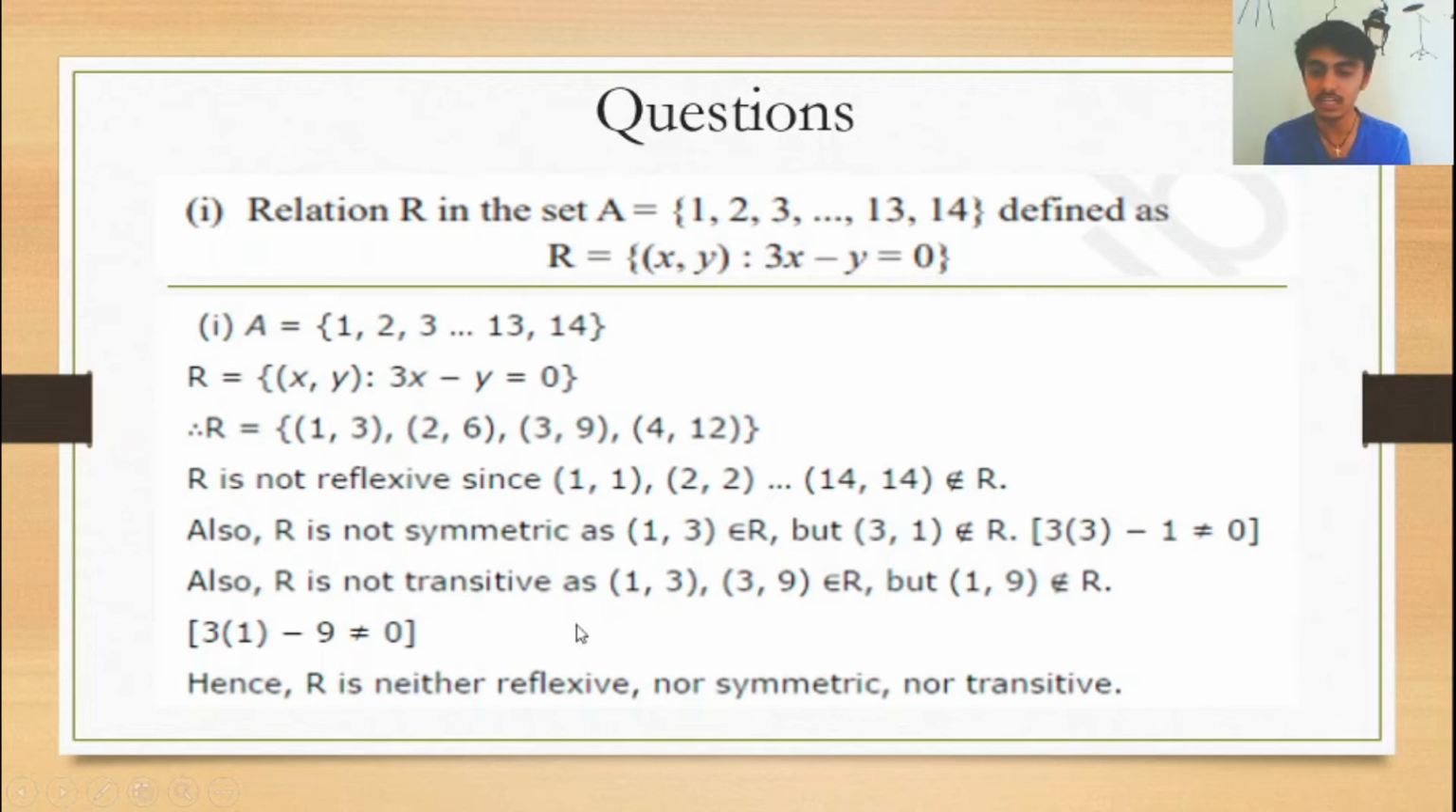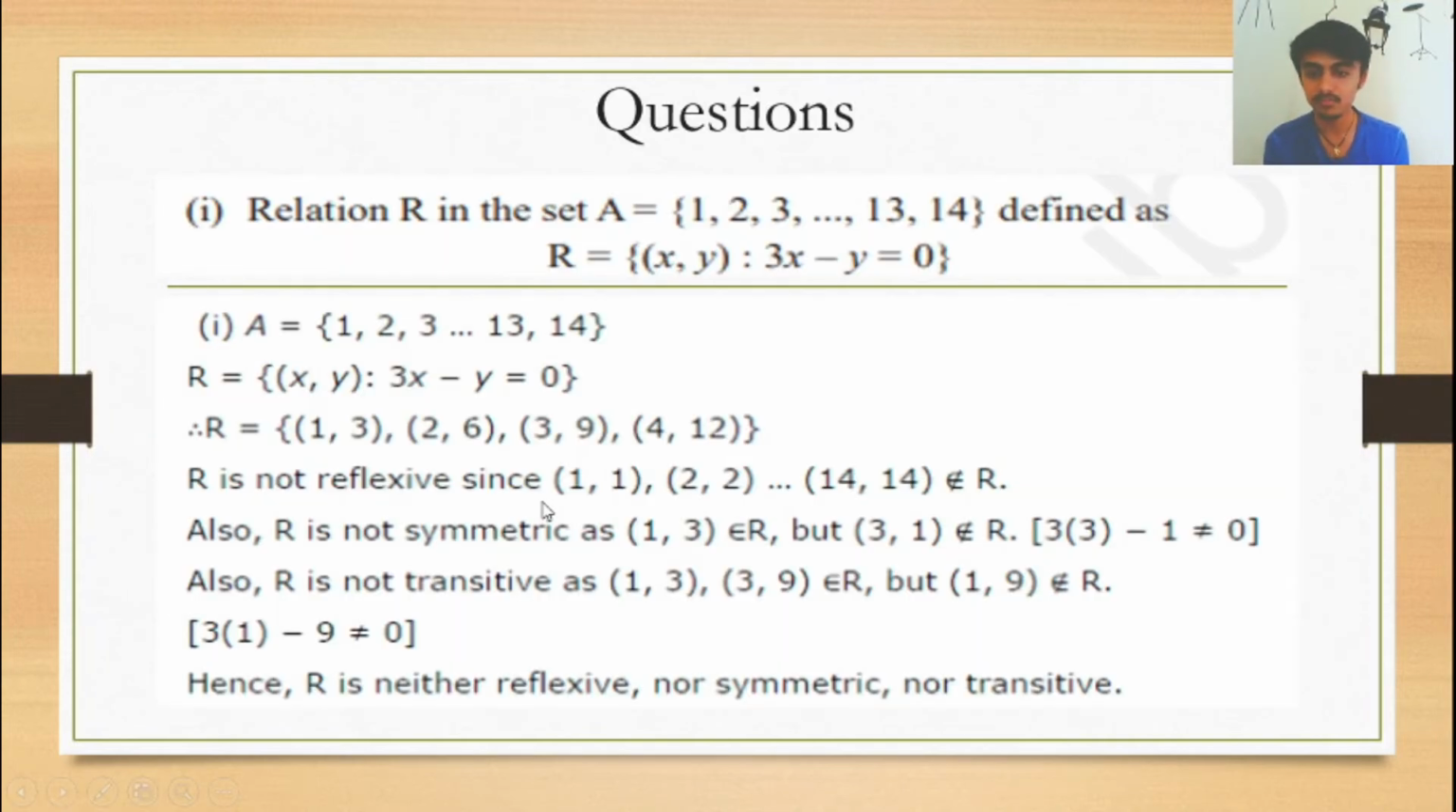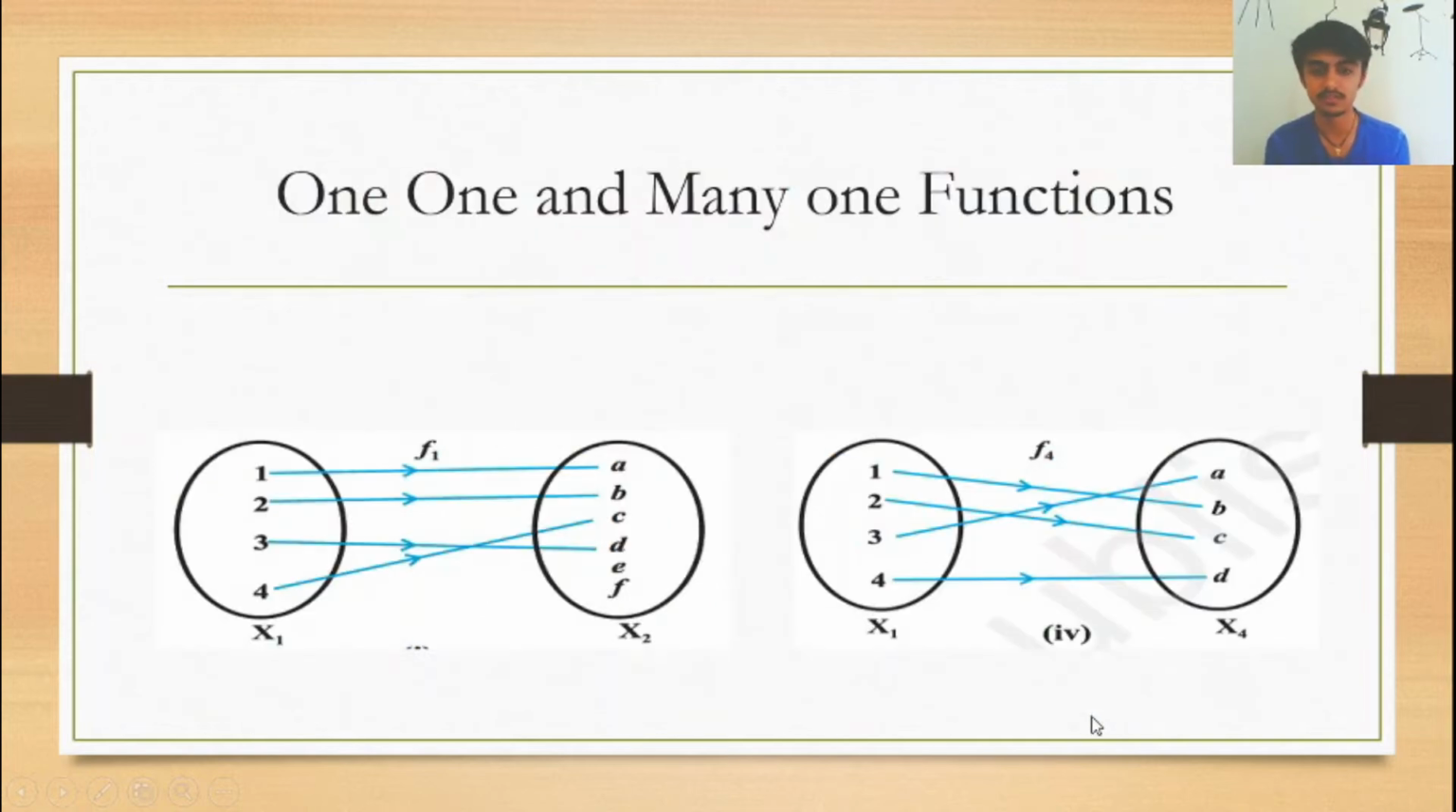Now let's see for transitive. 1, 3 is there, 3, 9 is there. 1 and 9 should be there. Can we see 1 comma 9? No, 1 comma 9 is also missing. So this is not transitive. Would you call this an equivalence? No. It is not symmetric, not reflexive, not transitive, nothing. Therefore we would not call it equivalence. Hence we can say that R is neither reflexive, nor symmetric, nor transitive.